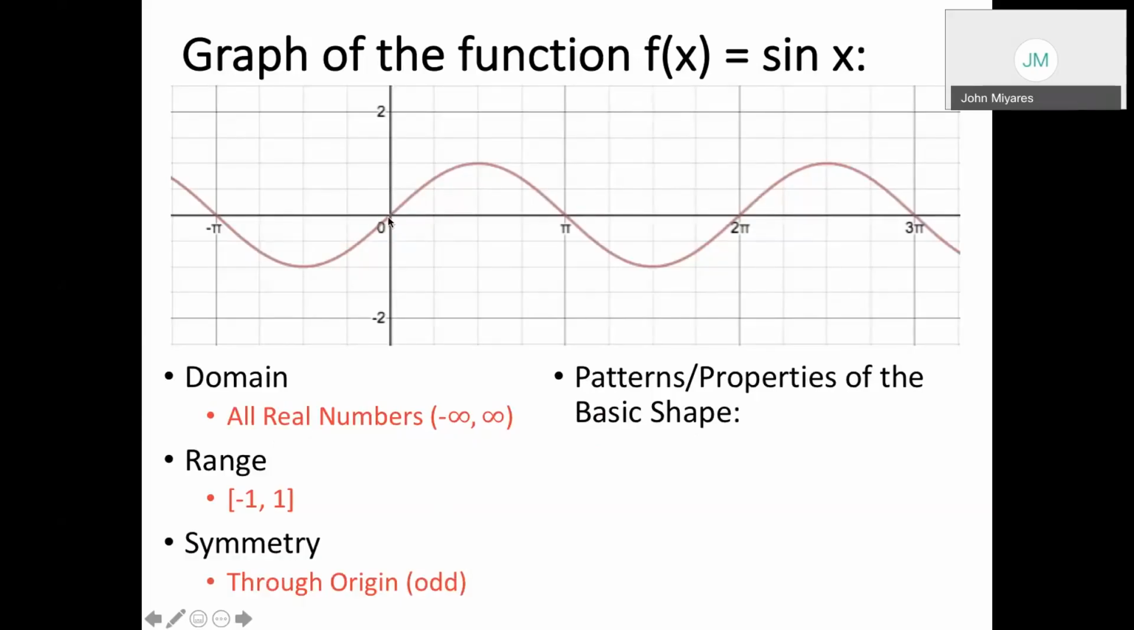As this graph passes through the origin, right here, any point on this graph (x, y) is going to have a mirror image at this point, (-x, -y). And that is basically how odd functions are created: if I have the point (x, y) over here, there's going to be a corresponding point (-x, -y) over here.